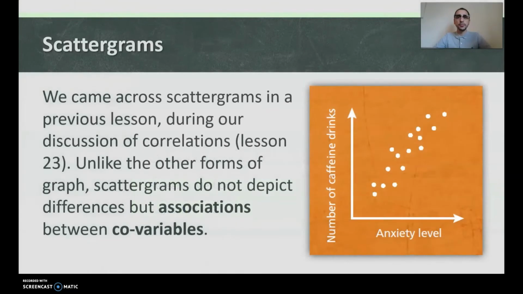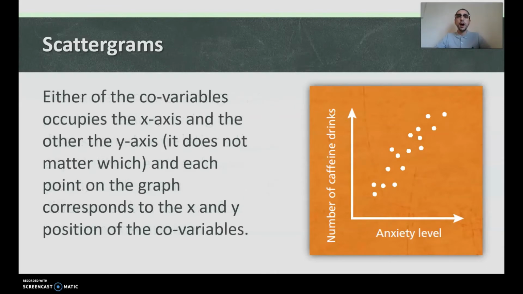Scattergrams or scattergraphs. We came across scattergrams in a previous lesson during our discussion on correlations. That was lesson 23. Unlike the other forms of graph, scattergrams do not depict differences but associations between covariables. Remember, correlation does not equal causation, right? Either of the covariables occupies the x-axis and the y-axis. It doesn't actually matter which axis it goes on. And each point of the graph corresponds to the x and y position of the covariables.